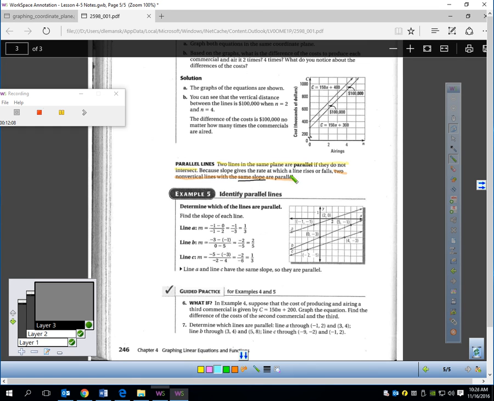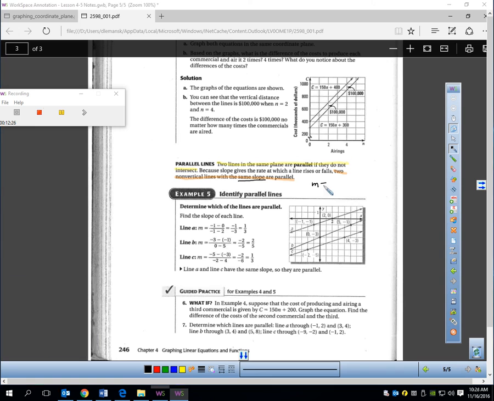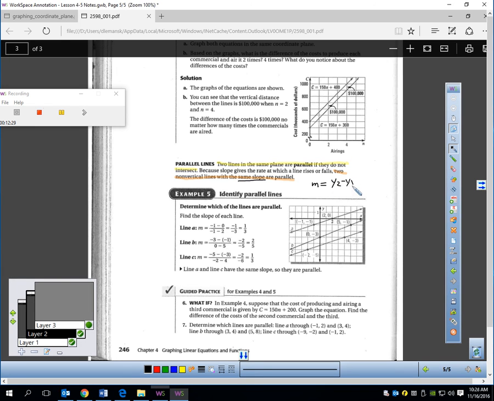So this is something we definitely want to get down. Slope gives the rate of change, or the rate that a line rises or falls. So two non-vertical lines with the same slope are parallel. Remember, to calculate the slope, we would use this formula. This is the slope formula. If I do this formula for two different lines and find out that the slopes are equal, that means the lines have to be parallel.